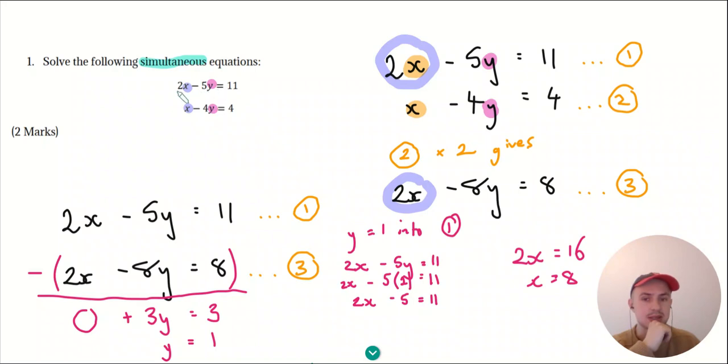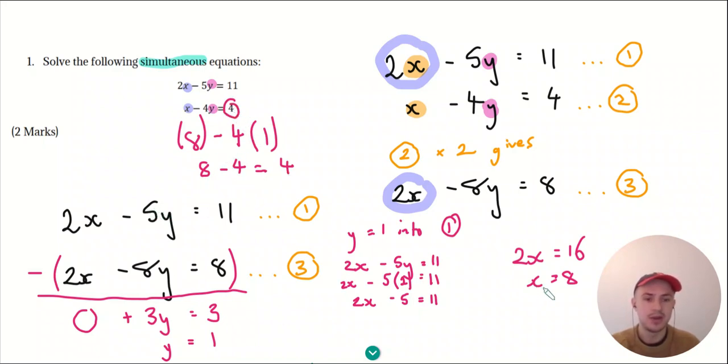We know that's the case for the top equation. Let's check our working. x is 8. 8 minus 4y. y is 1. 4 times 1 is 4. 8 minus 4. Oh, look. It's what we were expecting. Okay, so we found solutions. The value of x is 8. The value of y is 1. And those are solutions that work for both equations.